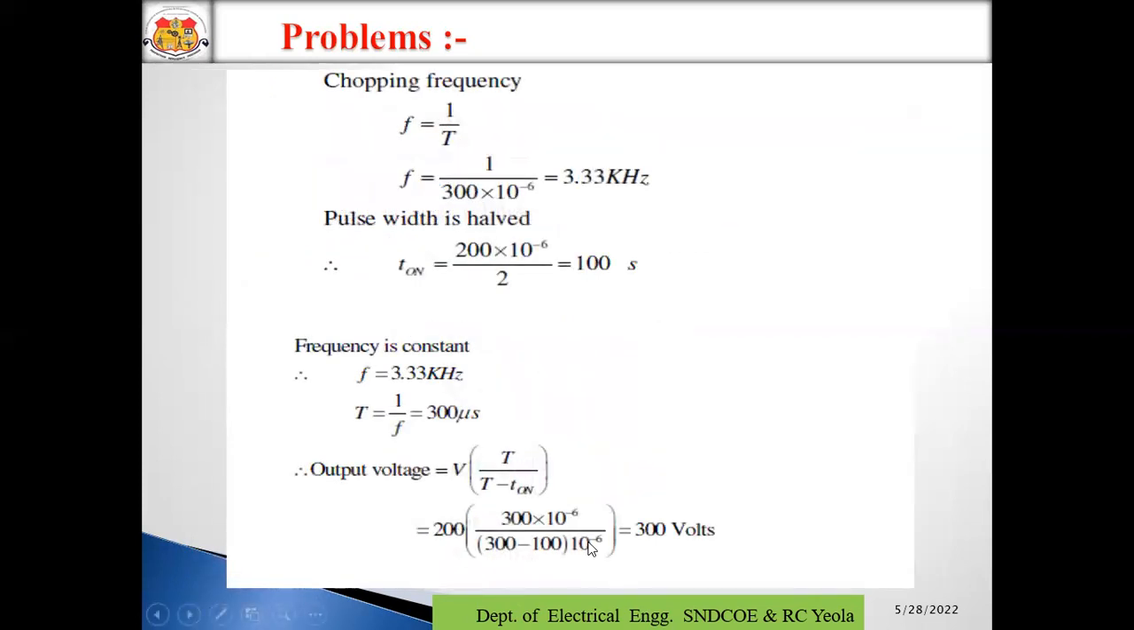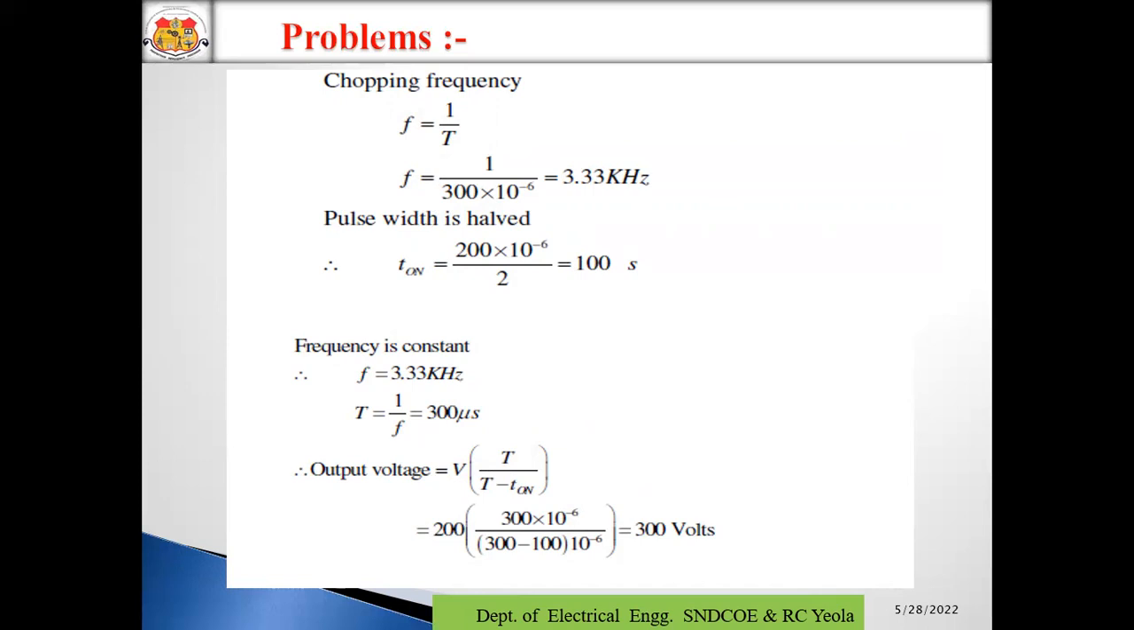Now we will find the chopping frequency. The chopping frequency F equals 1 by T, so F equals 1 upon 300 into 10 to the power minus 6, which equals 3.33 kilohertz. And the pulse width is halved, that means T on equals 200 into 10 to the power minus 6 upon 2, which equals 100 microsecond.